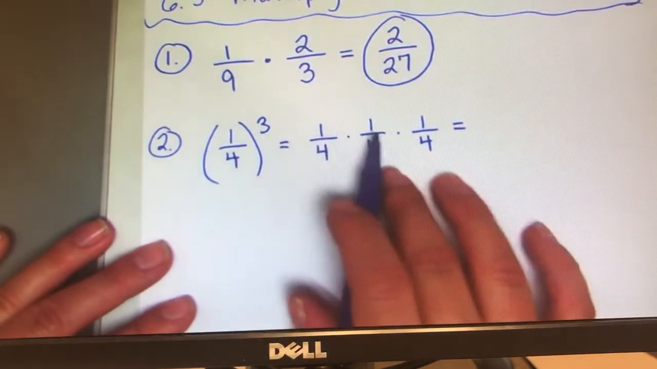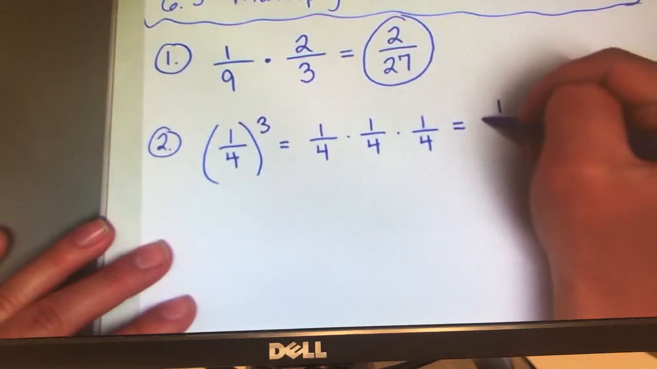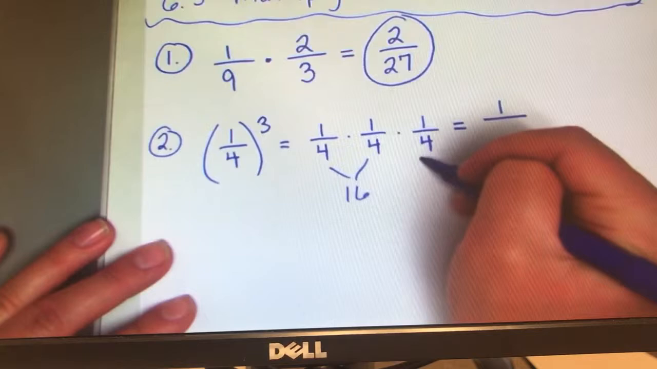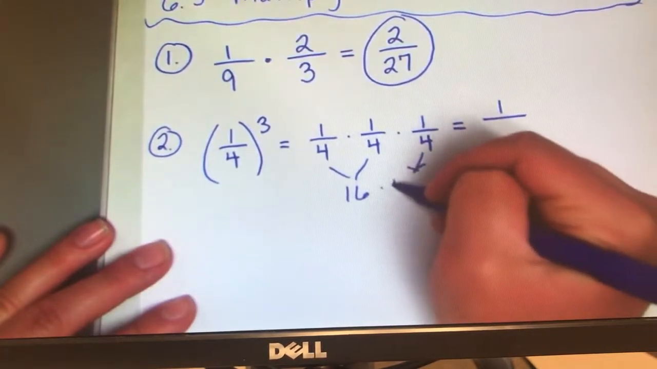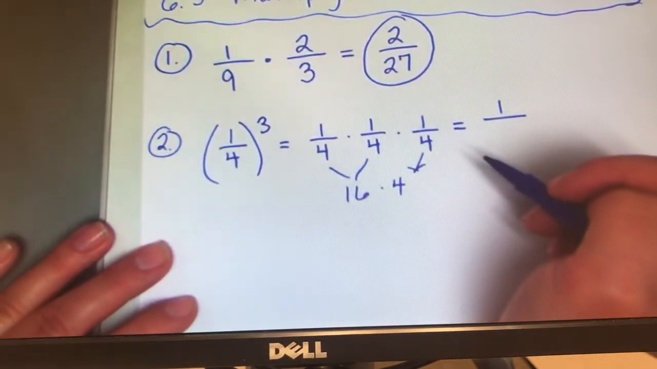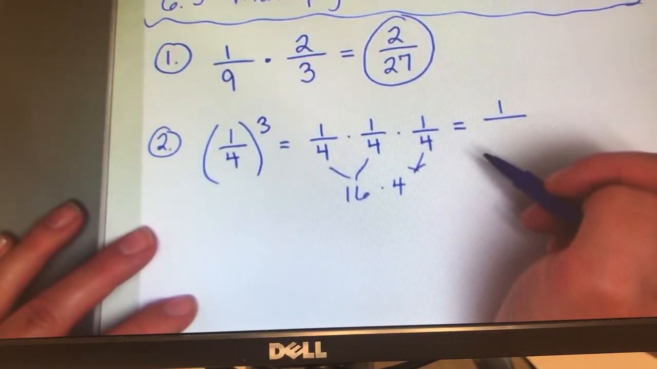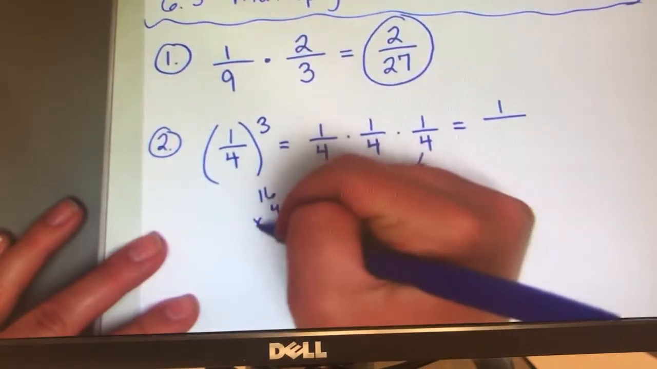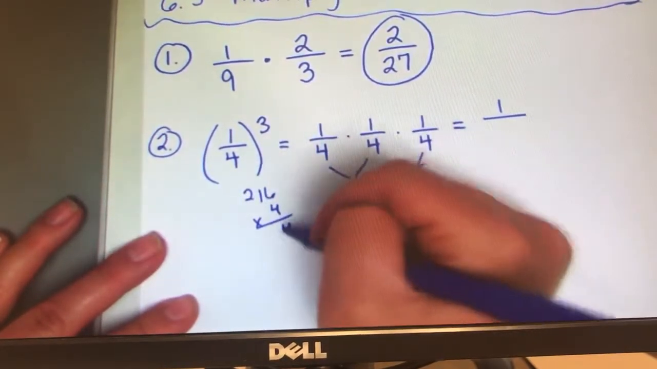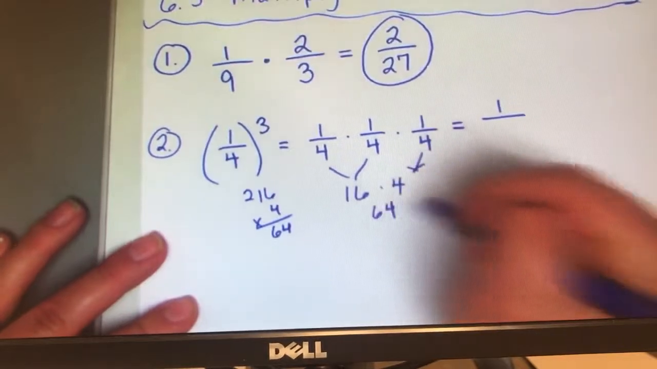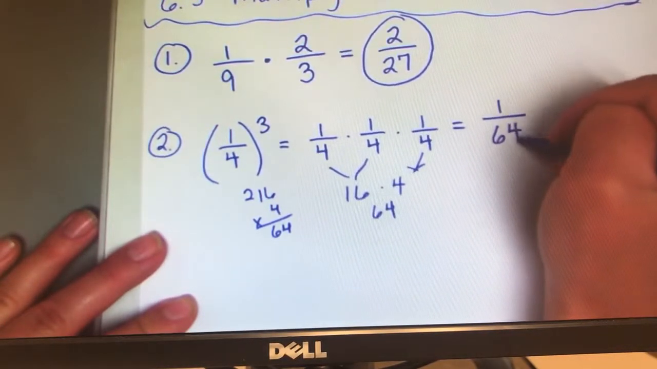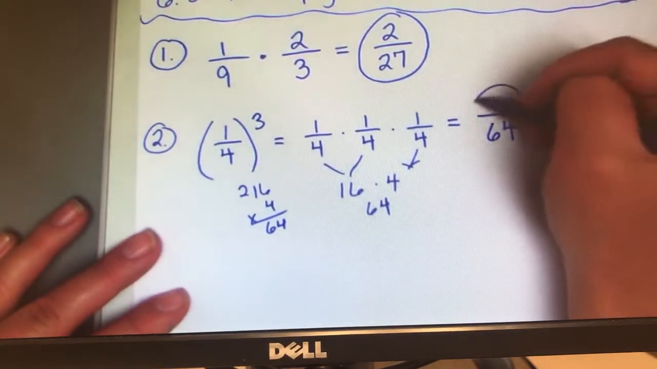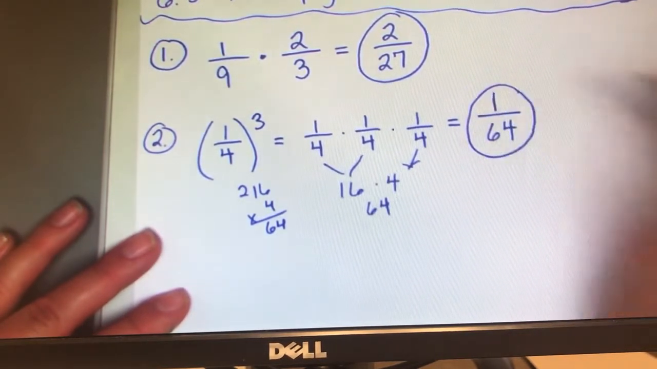So on the top, 1 times 1 times 1 still gives me 1. And down here, 4 times 4 is 16. Bring down this 4. And 16 times 4 is what? I'm having a moment. I don't have my calculator. 64. Okay, it's 64. So 64 is our denominator. And again, 1/64 is in simplest form because 1 is as simple as you can get.